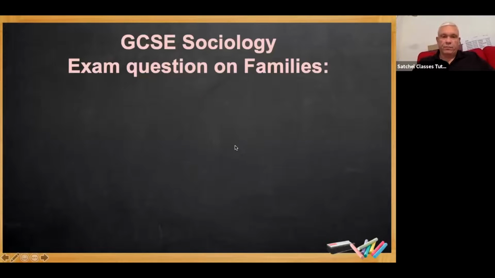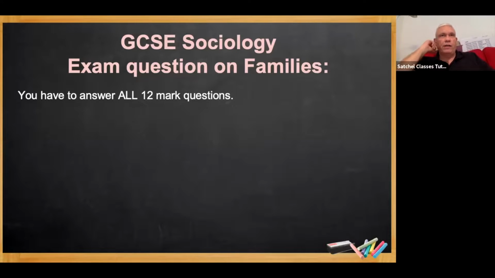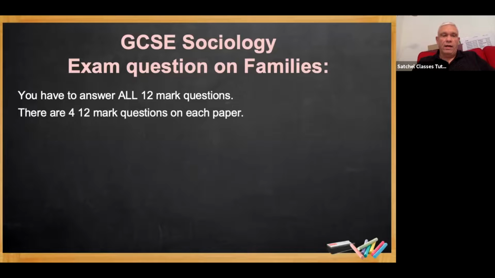You have to answer all 12-mark questions on a paper. Before last year, you had to answer just half of them. You got an option of which one to choose. You have to do all of them now. Okay, there are 4 12-mark questions on each paper: 2 for education, 2 for families, 2 for crime, 2 for social stratification.